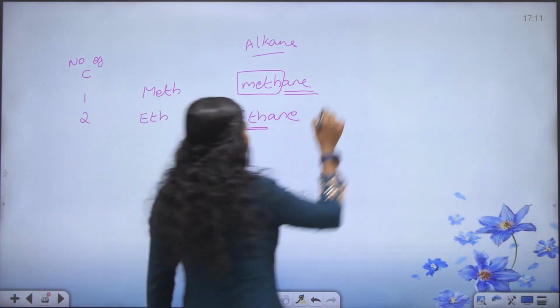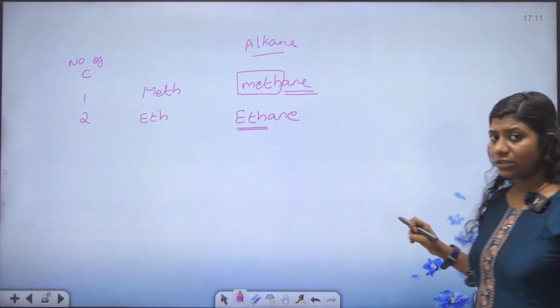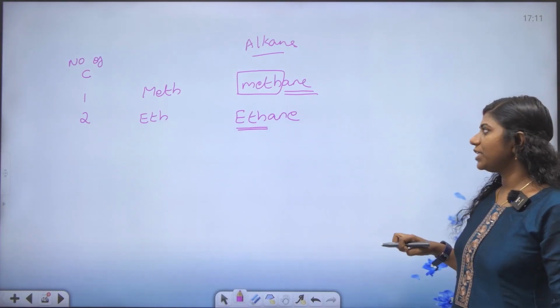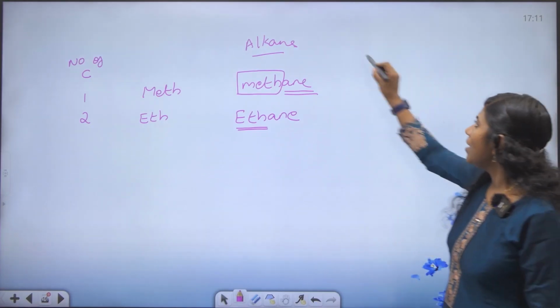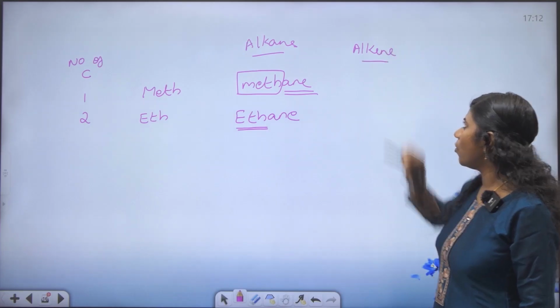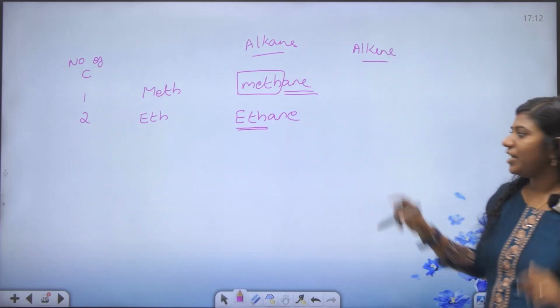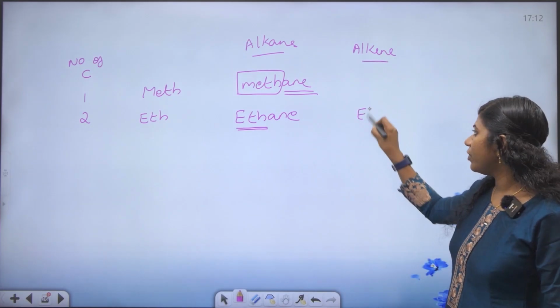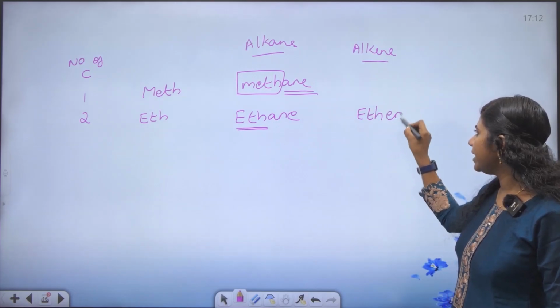If the total number of carbon atoms is 2 and one double bond is present, that means the compound is an alkene. Double bond present means the compound is alkene, and the name of the compound is ethene.